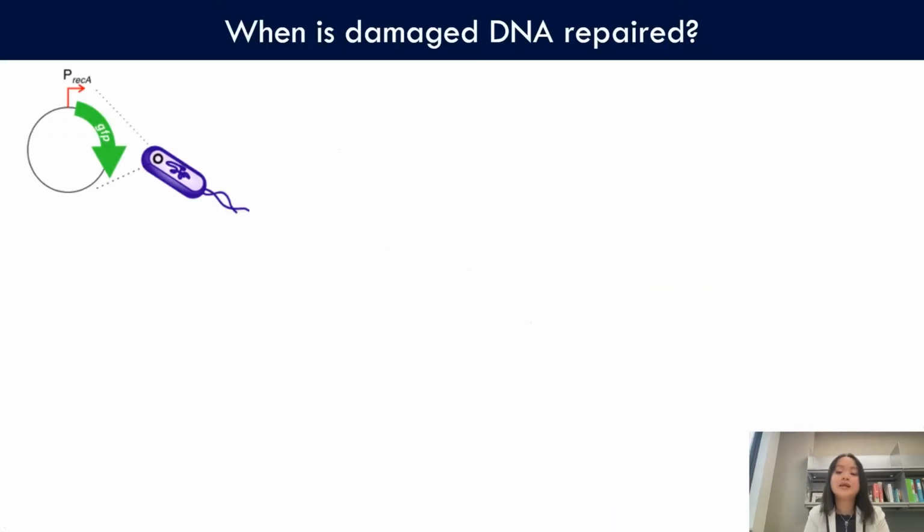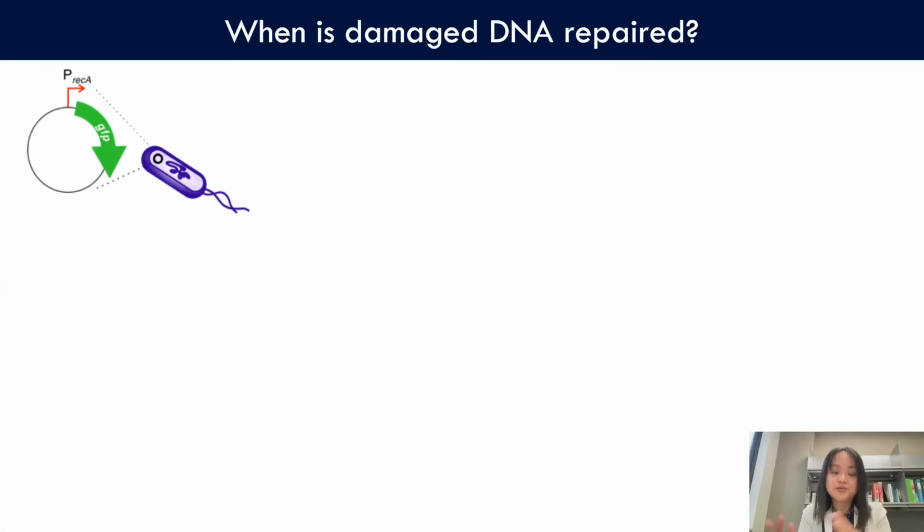So to look at when these persisters may be repairing their damaged DNA, we made use of a fluorescent gene expression reporter that reports on the expression of recA. In these plasmid-borne reporters, the promoter of recA is transcriptionally fused to a gene encoding the green fluorescent protein, or GFP. So we can transform these plasmids into our bacteria and then look at when fluorescence is induced to gauge when recA may be induced.